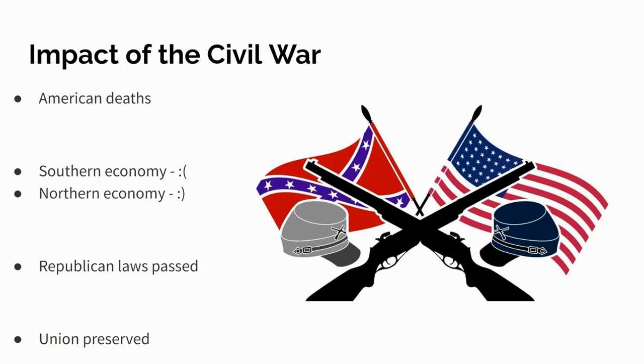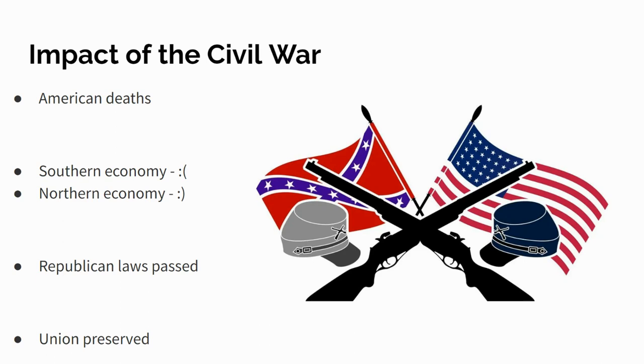The first thing that we need to talk about is the impact of the Civil War. One of the first big impacts is that there's a massive amount of American deaths. Over 600,000 Americans lose their lives in this war. The reason that it's so high, it's actually the highest war of all of US history, is because everyone fighting in this war is an American, right? It's America fighting Americans. So even though the North and the Union win and the Union is preserved, there's a massive amount of deaths.